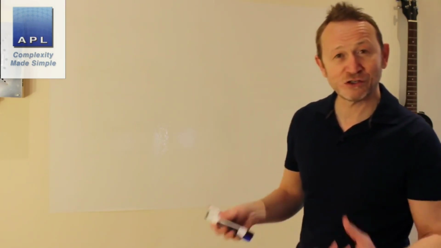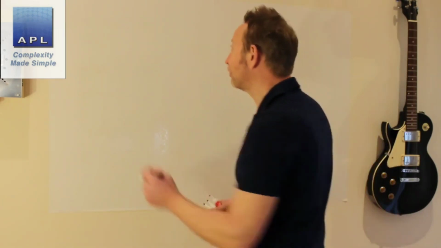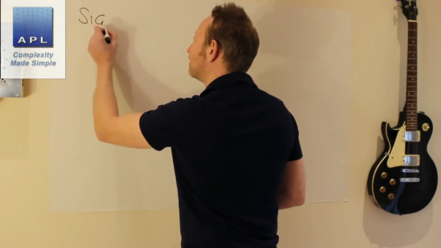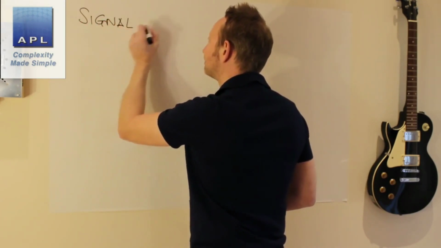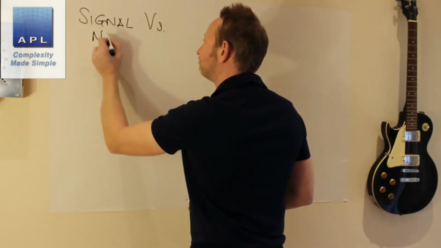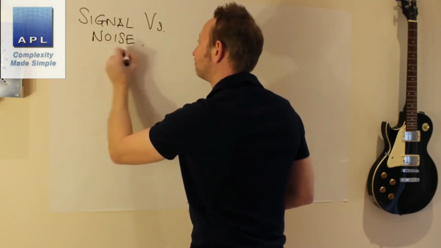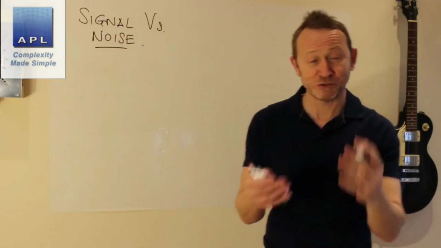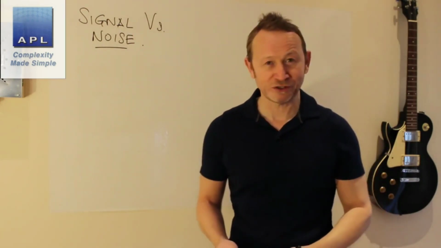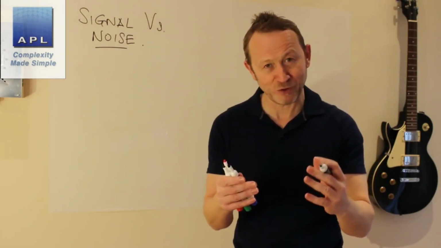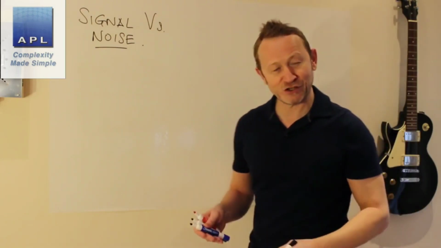Welcome to Complexity Made Simple. My name is Paul Allen and the topic of today's newsletter is the signal versus the noise. The key to continuous improvement. The key to problem solving. We are looking at signal versus noise. If you don't understand this, you won't get your continuous improvement right. You won't get your problem solving right. So let's get into this subject.